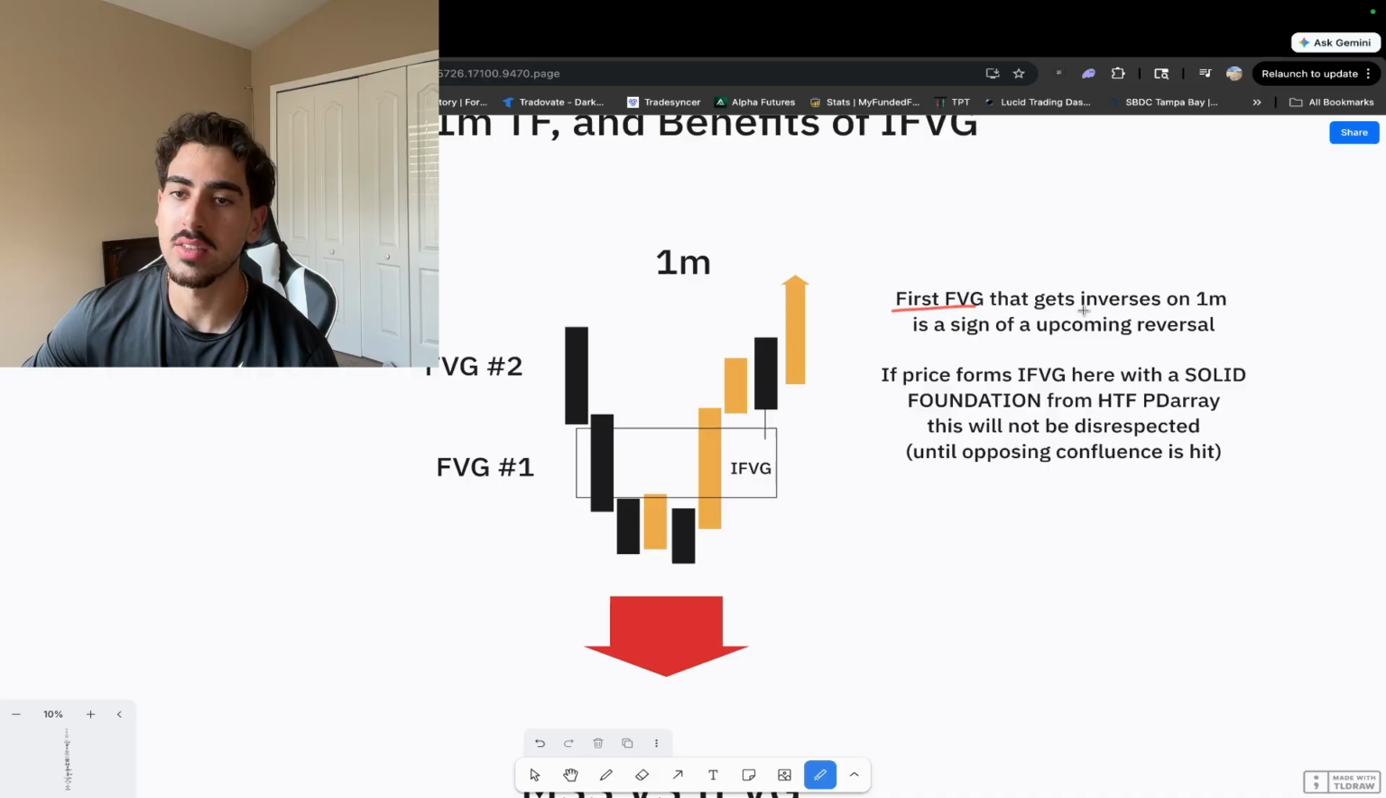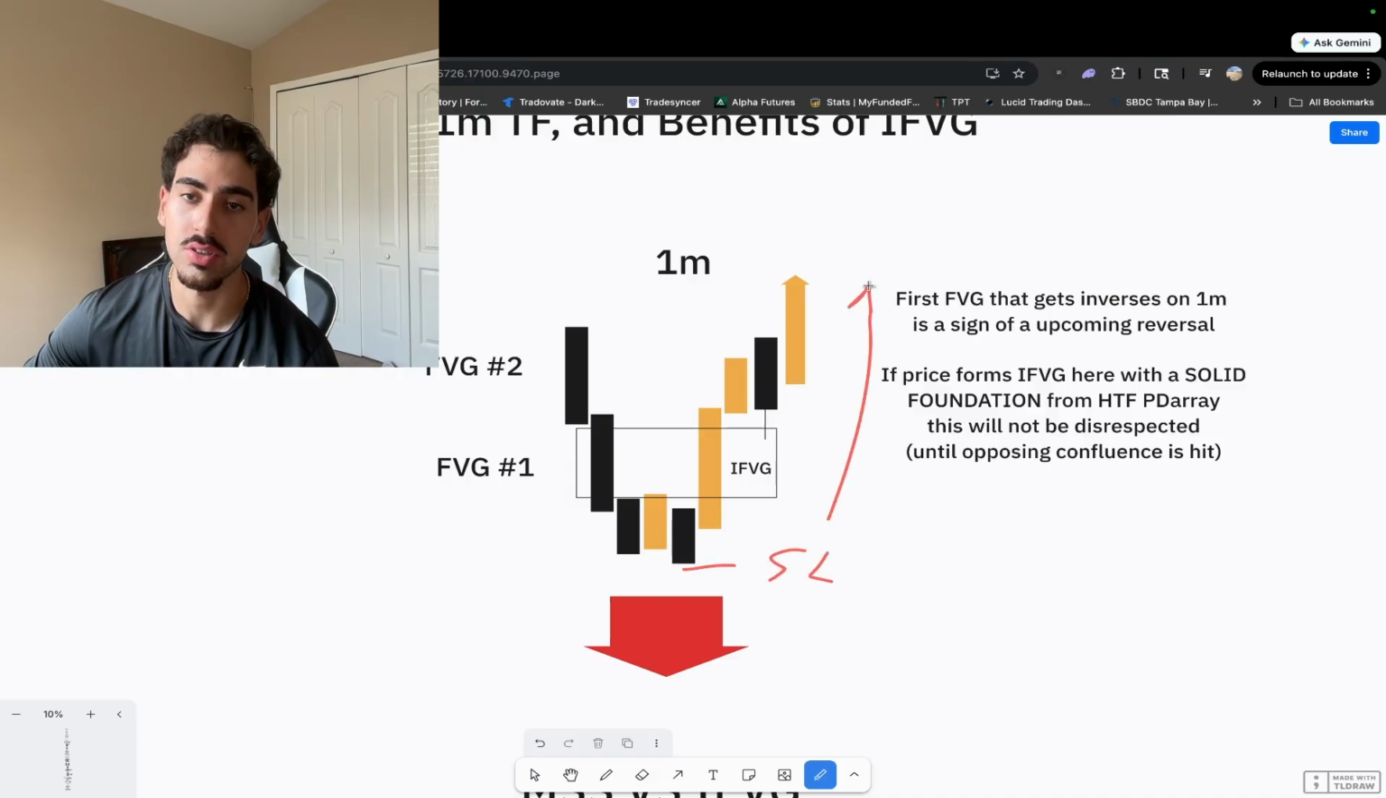The first fair value gap that gets inversed on the 1 minute is a sign of an upcoming reversal. If price forms an IFVG here with a solid foundation from a high time frame PD array, this will not be respected until an opposing confluence is met. So if you guys understand this, then that basically means in shorter terms that when a fair value gap gets inversed on the 1 minute, after you tap into a high time frame PD level, this intermediate term low, we call these intermediate term lows, should not be disrespected.